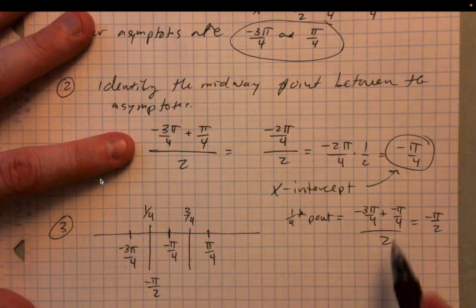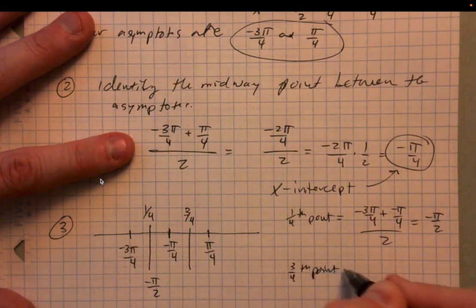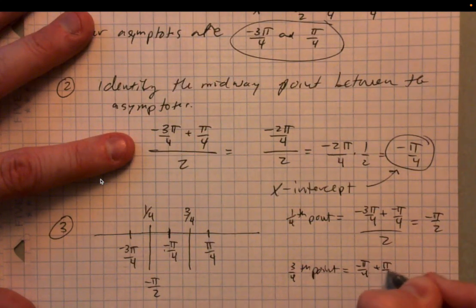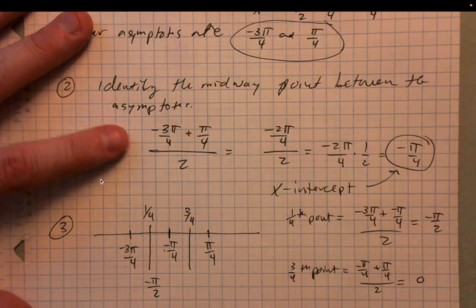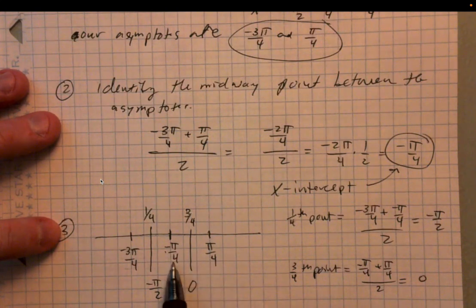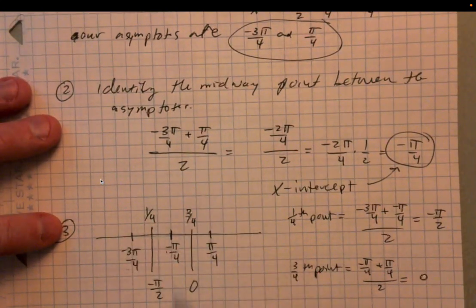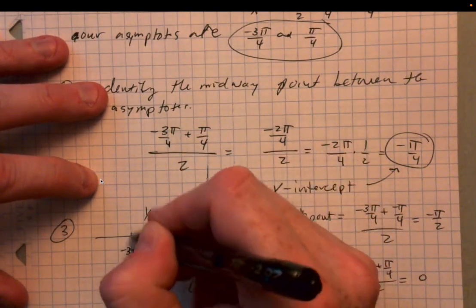And the 3/4 point will be negative pi over 4 plus pi over 4 over 2, which is 0. So that's a 0, which you could just see by looking at it, I guess: midway between negative pi over 4 and pi over 4 must be 0. Right? And so this tells you everything you need to know. So basically your graph is going to come down and go like this.